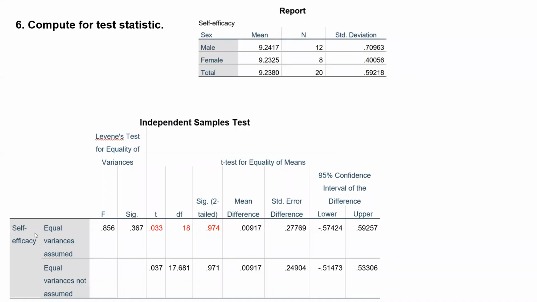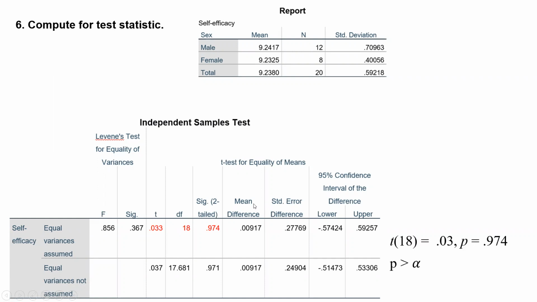Since you could see that the sig of Levene's test is 0.367, which is greater than 0.05, that is the reason why I highlighted these in red, that I will report the t, df, and sig two-tailed of the equal variances assumed, or the first row here.